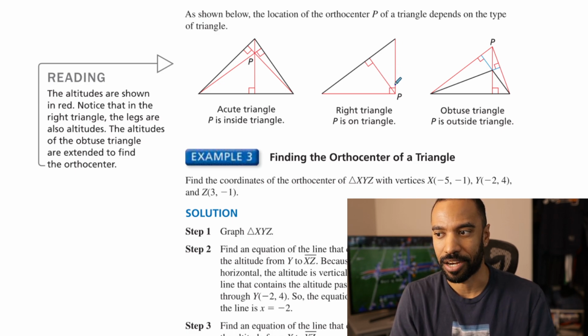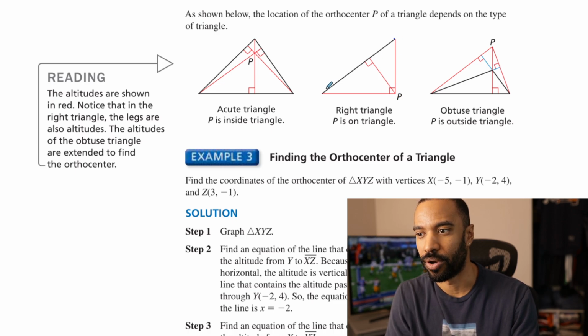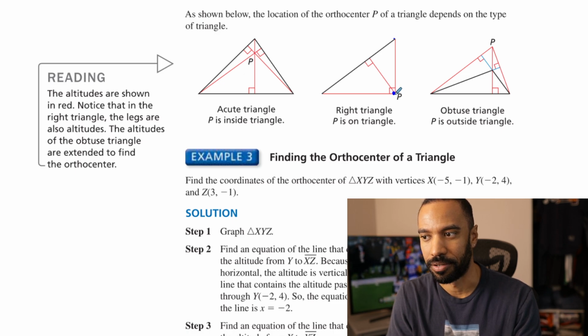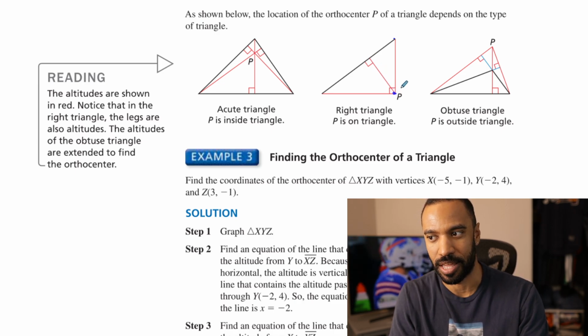It should make sense that it's actually part of the right angle itself, because altitudes from this point and that point will go straight into the right angle. So the orthocenter is right there. This is the altitude right here, which is kind of irrelevant except to show the altitude draws to that point itself.